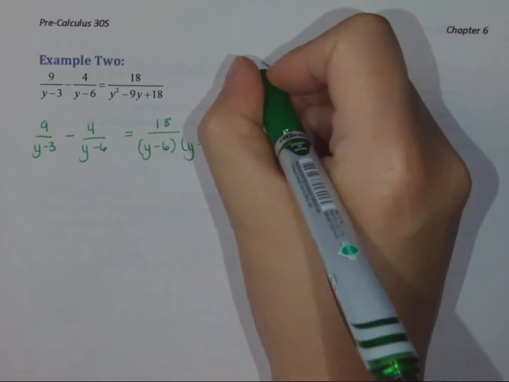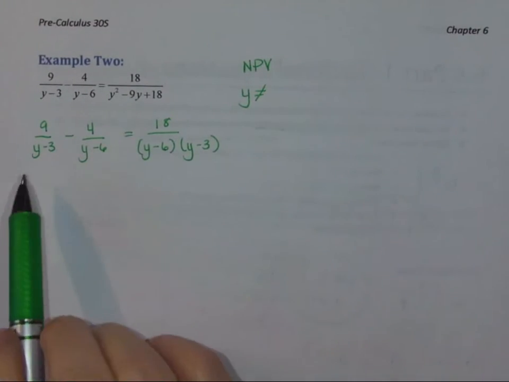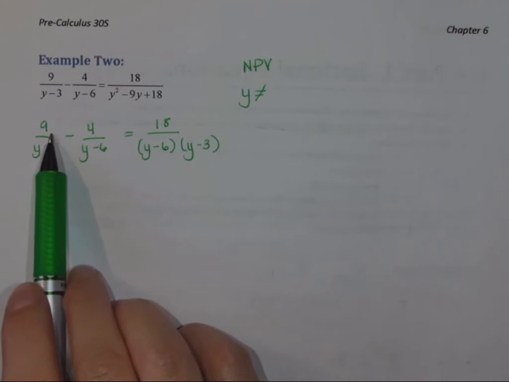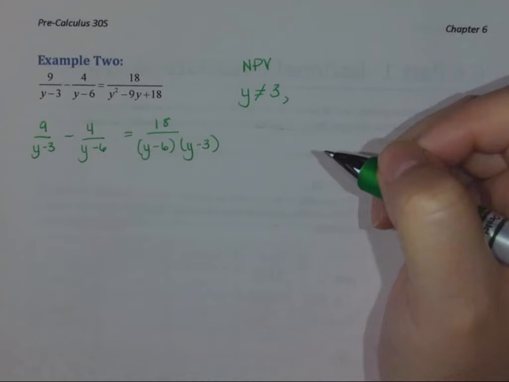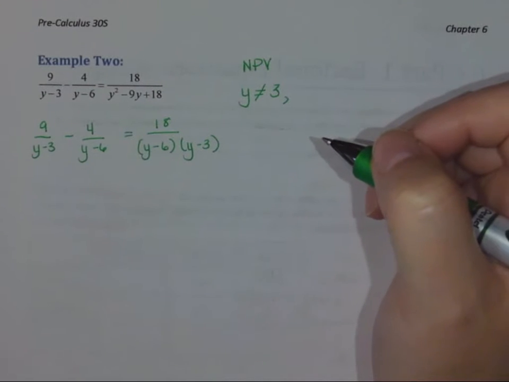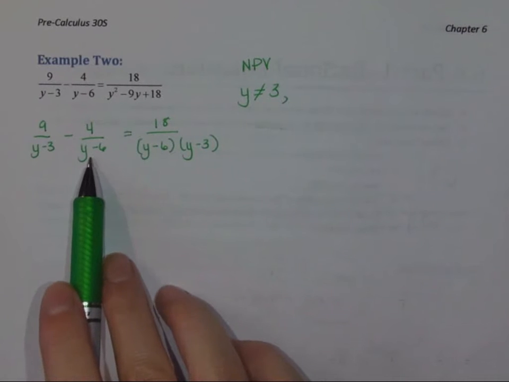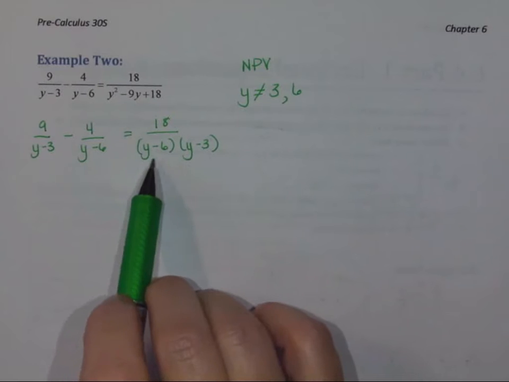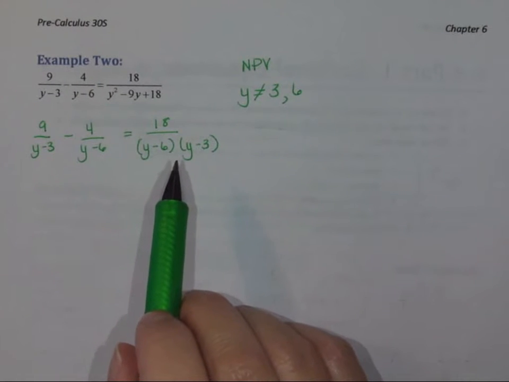Okay, so NPVs, non-permissible values. Y cannot equal, what's this one? 3. See, unfortunately, the poor people at home are carrying the class because the class is on mute, so they could all be yelling 3 and I can't hear them. Then for this one, positive 6. And then they get repeated here and here. So I don't have to write them again. I'm just going to leave it like that.